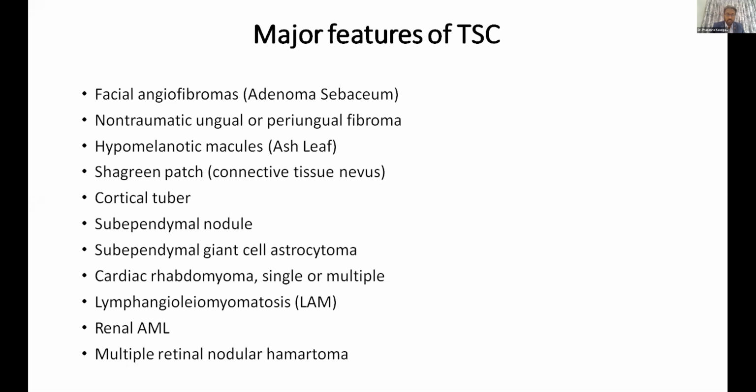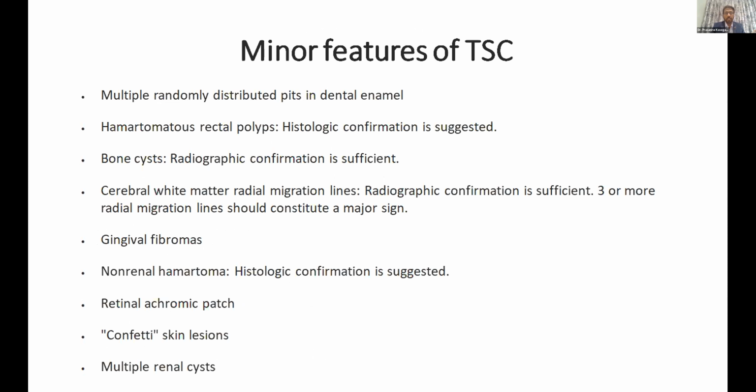And in the remaining systems, we have cardiac rhabdomyoma, lymphangioleiomyomatosis in the lungs, renal angiomyolipomas, and retinal nodular hamartomas as the major clinical features. Amongst minors, you have dental enamel pits, hamartomatous rectal polyps, bone cysts. You can have cerebral white matter radial migration lines. If you have more than 3, that can be considered as a major sign. There can be some signs in the gingiva, that is gingival fibromas. You can have non-renal hamartomas, retinal achromic patch, confetti lesions, and multiple renal cysts.